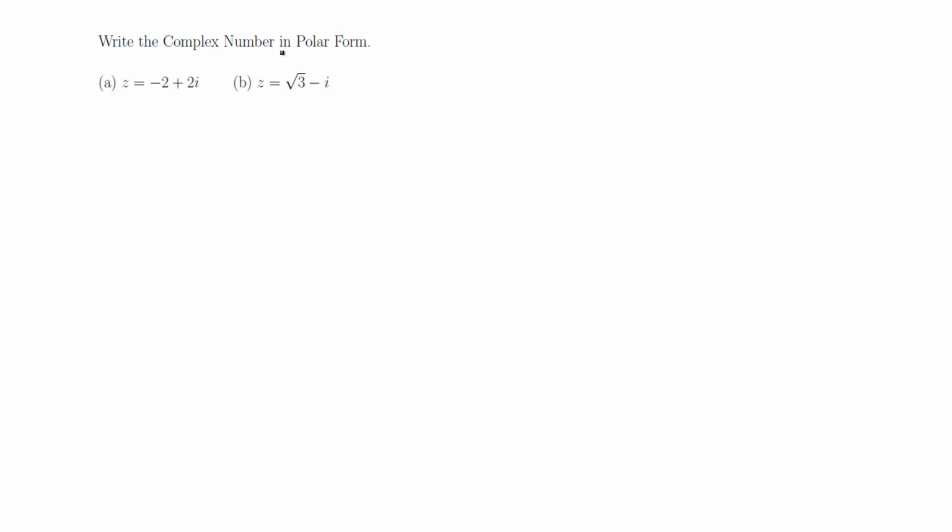Write the complex number in polar form. That means r and theta. Theta is always between 0 and 2 pi. So here this x plus yi is the complex number.